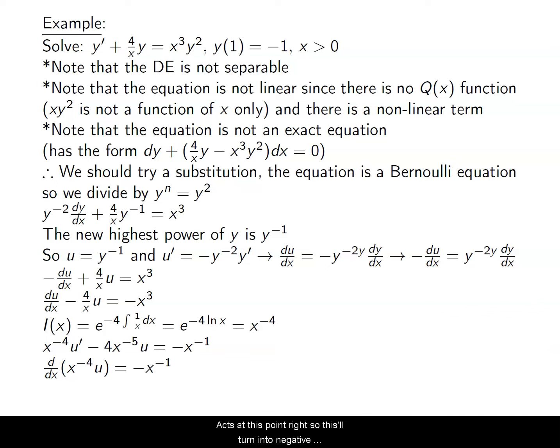So this will turn into negative natural log of x, and then this will add an integrating factor, right? And so now, ideally, normally we would solve for y, right? But the problem here is that I don't have y, I have u, right? So I can make my substitution back that I made. Where did I? Here we go. U equals y to the negative 1, and then I can solve for y, right?